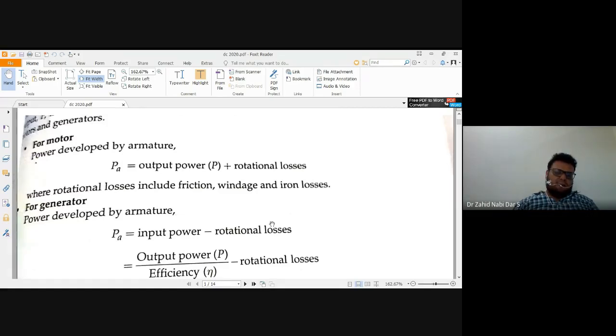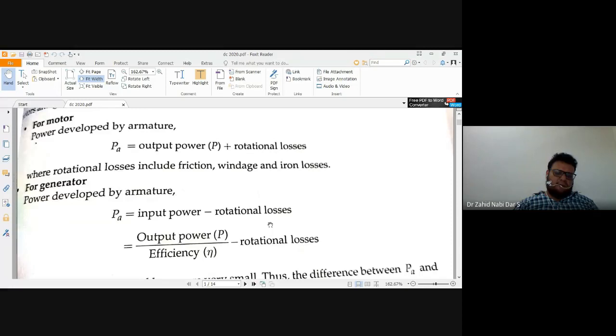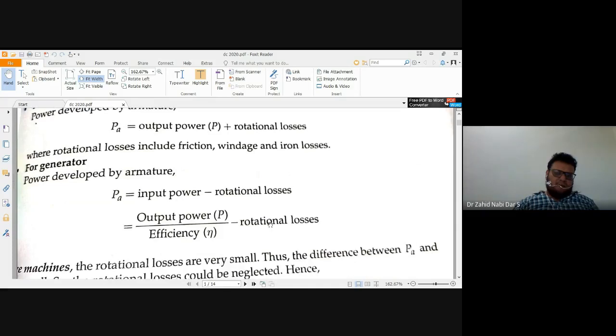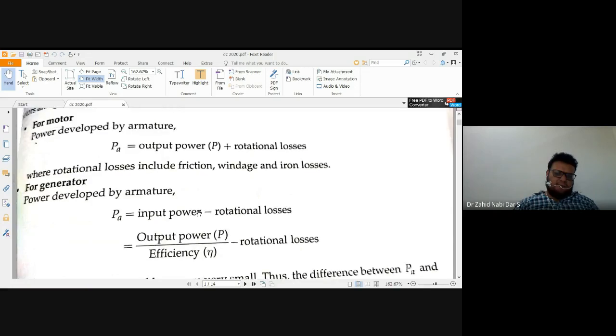So the output of the generator depends upon the input power minus the rotational losses. Any which way you can write it. For the efficiency of the generator, efficiency is output by input, so your input is output by efficiency. So here in the generator you can write P by efficiency minus rotational losses.